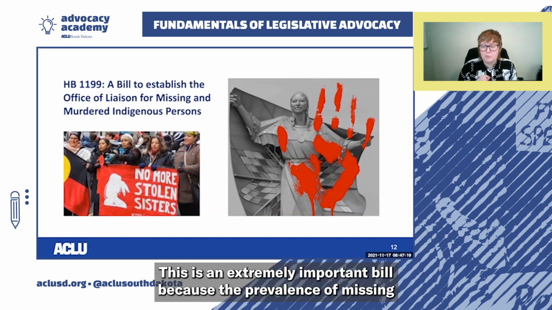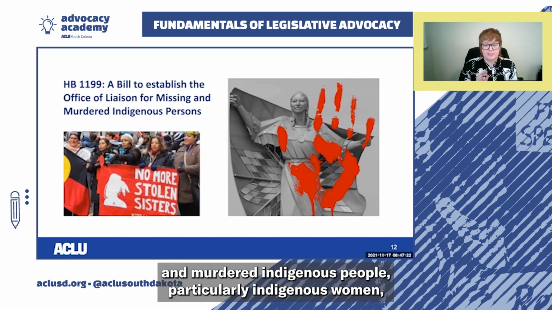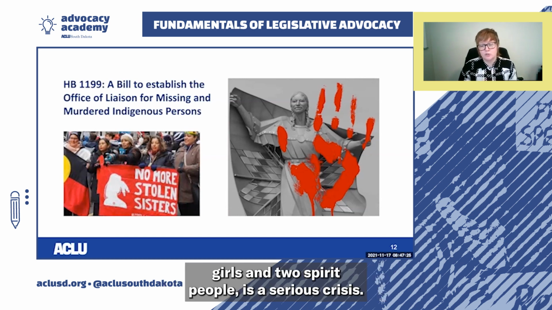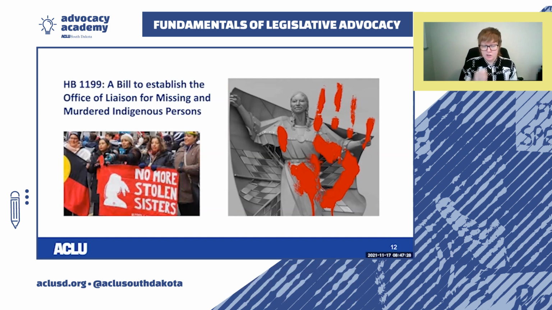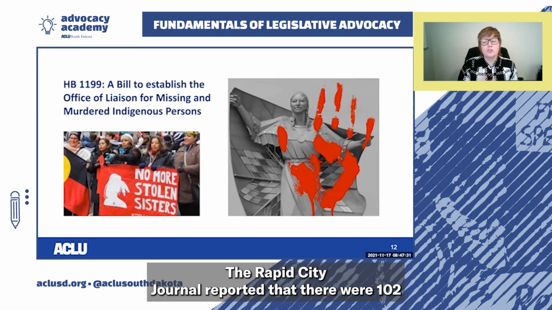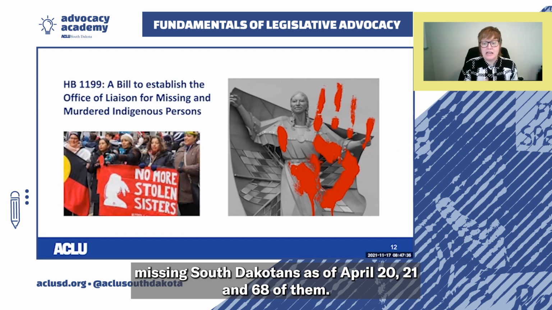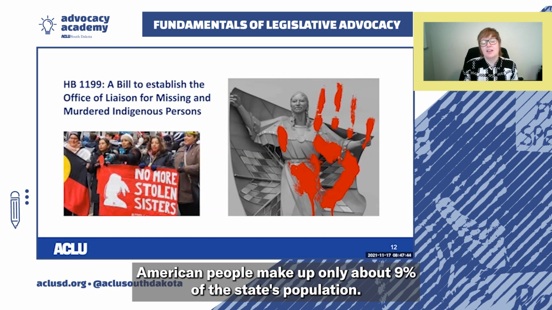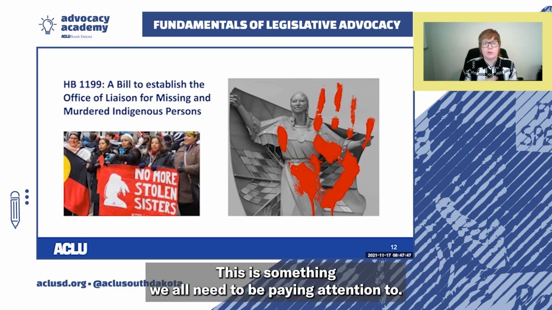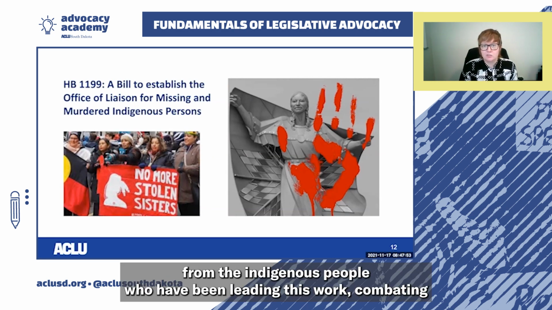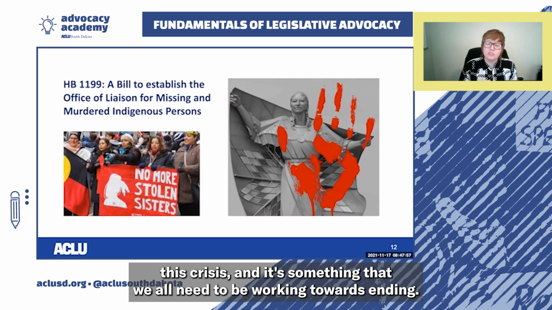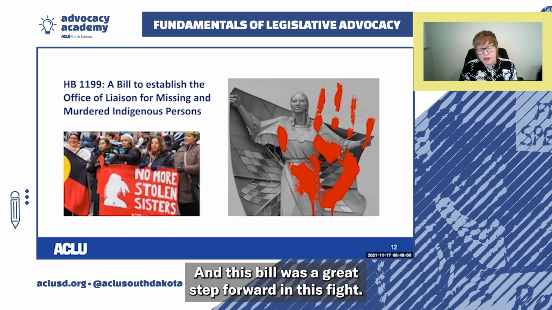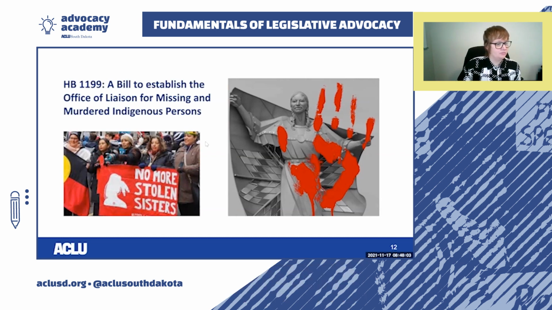This is an extremely important bill because the prevalence of missing and murdered Indigenous people, particularly Indigenous women, girls, and Two-Spirit people, is a serious crisis. The Rapid City Journal reported that there were 102 missing South Dakotans as of April 2021, and 68 of them, that's almost 70% of the list, are Indigenous, even though Native American people make up only about 9% of the state's population. This is something we all need to be paying attention to. This is something we all need to be learning about from the Indigenous people who have been leading this work, combating this crisis. And it's something that we all need to be working towards ending. And this bill was a great step forward in this fight.